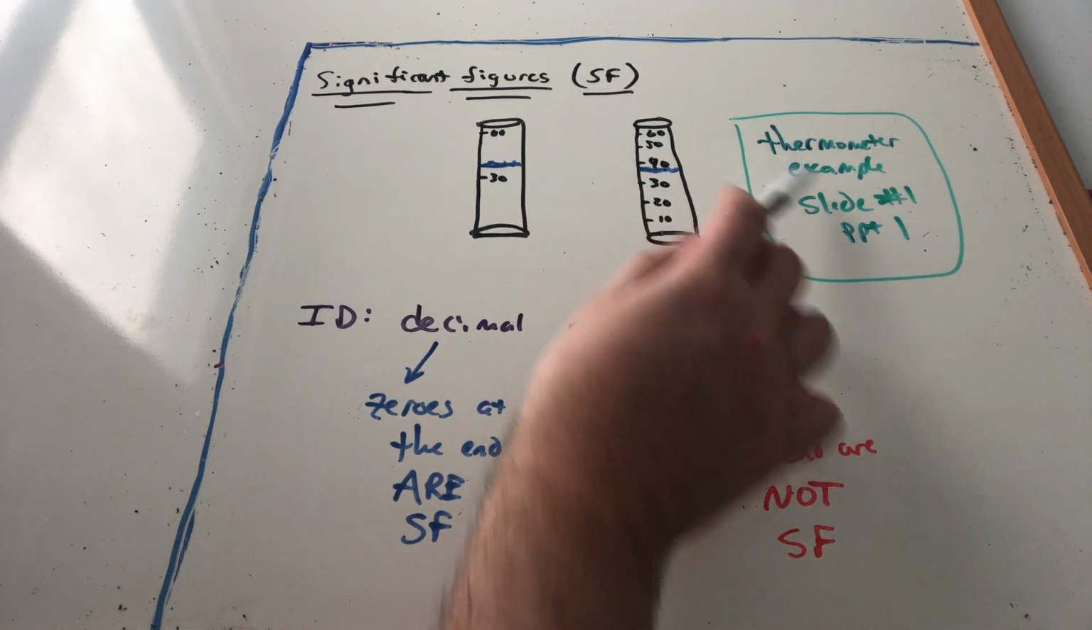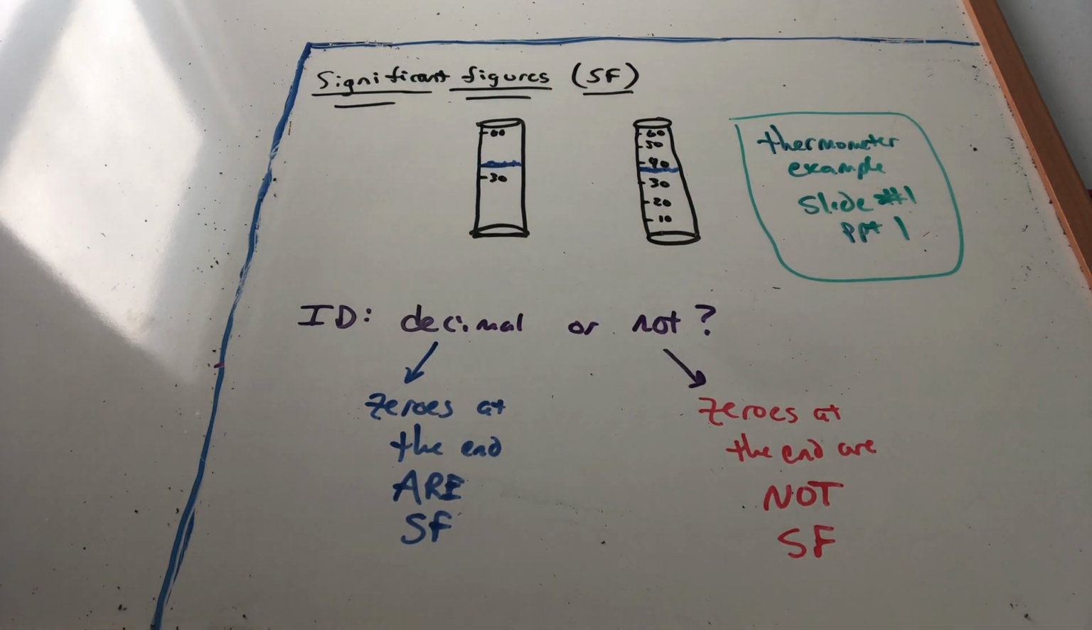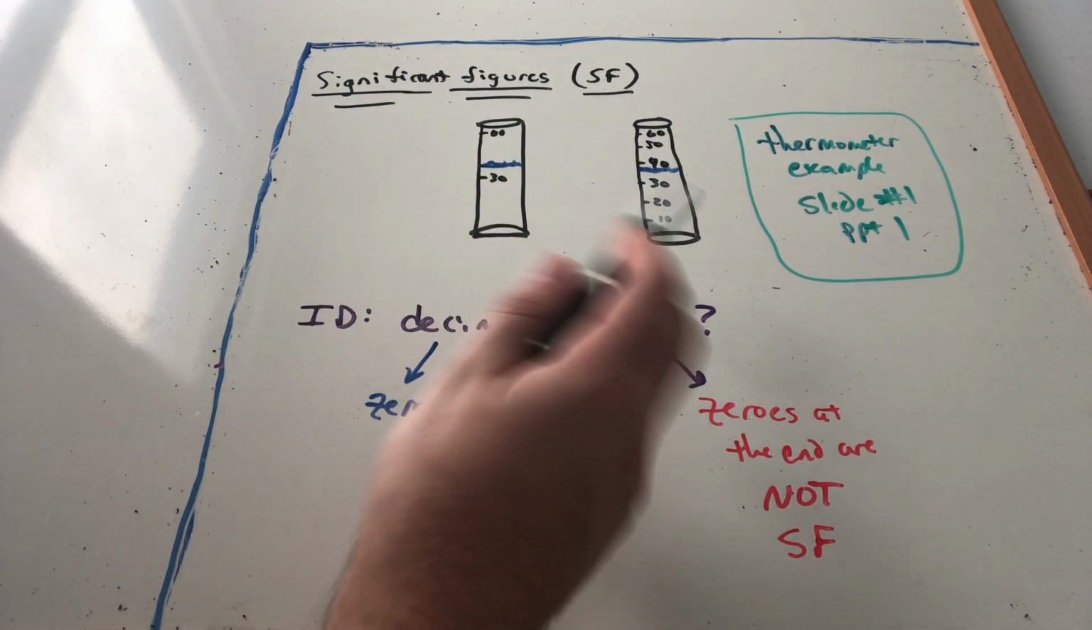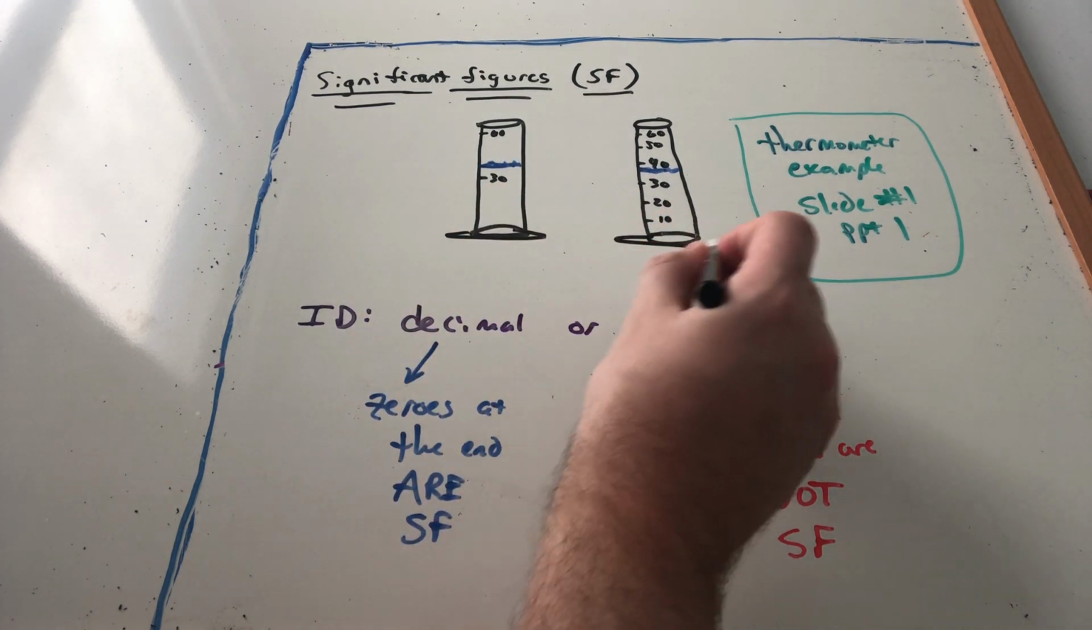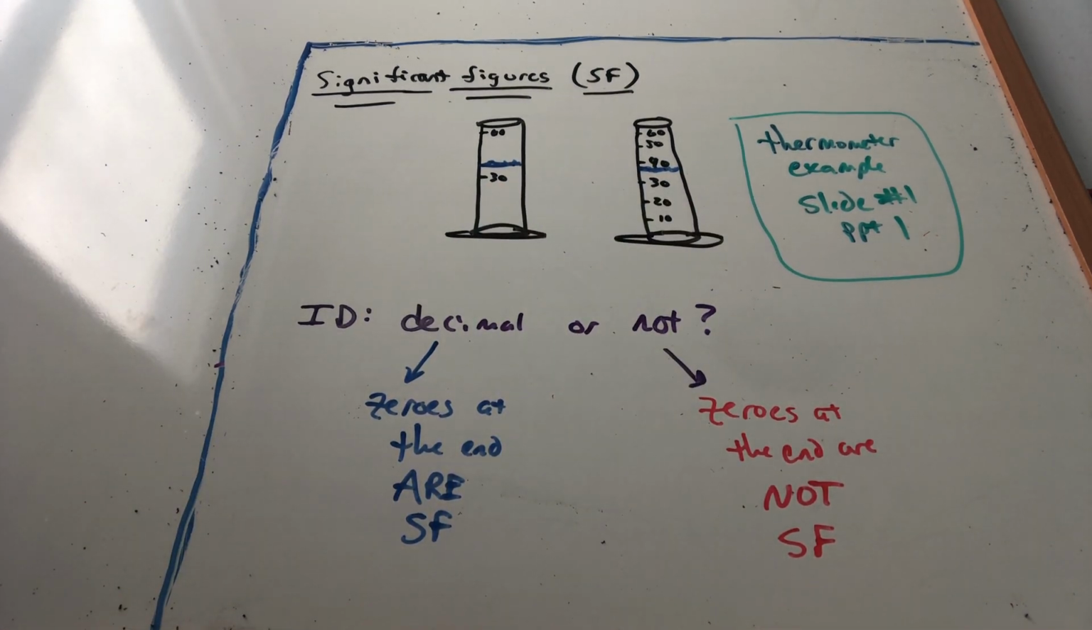Now there's a good example of two different thermometers on slide number 1 of PowerPoint 1. I'm going to use a slightly different example here to describe why significant figures manifest, how they manifest, and why we need to keep track of them when we do our mathematical manipulations this semester.